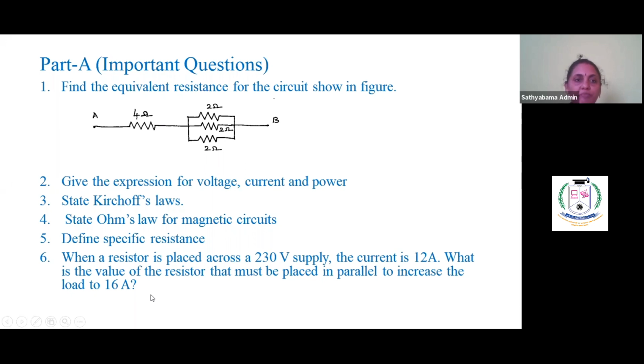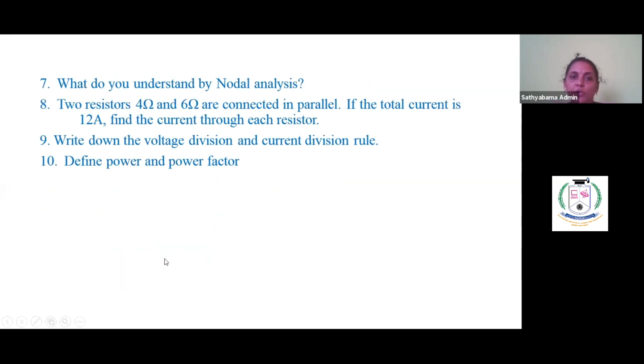amps. What do you understand by nodal analysis? Nodal analysis I had explained to you. Just state Kirchhoff's current law. Based on Kirchhoff's current law, you will be writing equations for each node. After writing the nodal equations, you have to solve them and obtain the values.